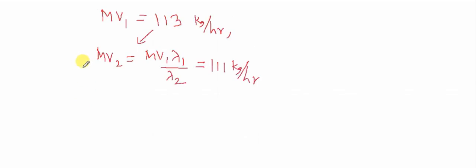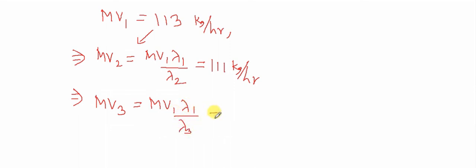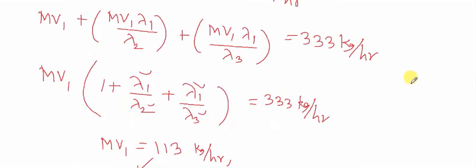Similarly you will get mv3 is equal to mv1 lambda 1 divided by lambda 3. You substitute that, you will get the answer 108 kg per hour.